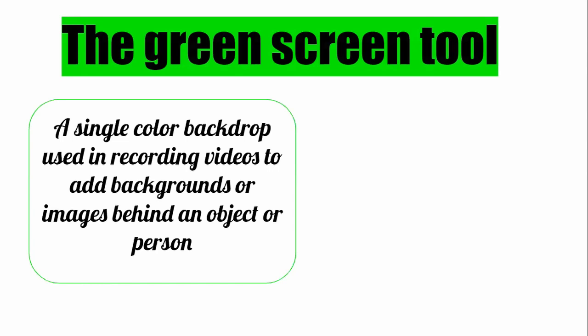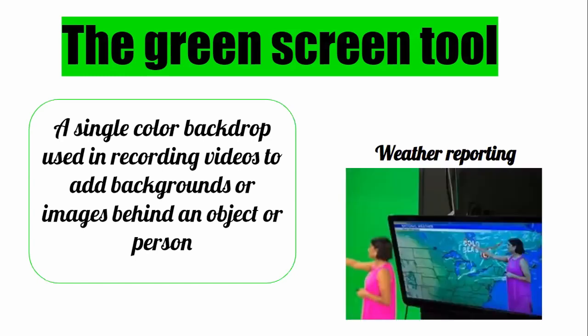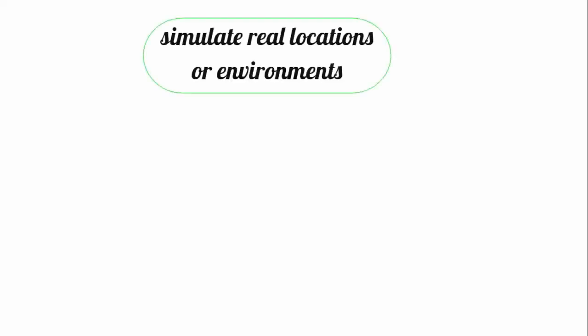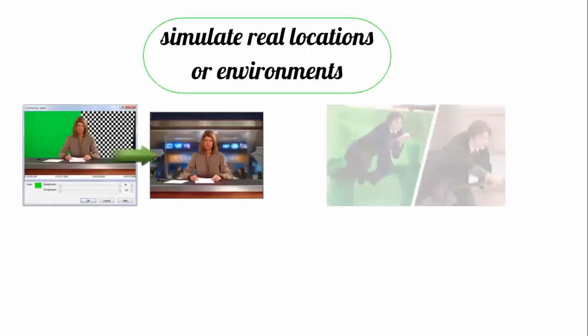It is likely that you have seen people using green screen. In case you don't think so, green screen is used to add maps to the background in weather reporting. At the same time, it is used in movies to simulate real locations or environments, as in Harry Potter.